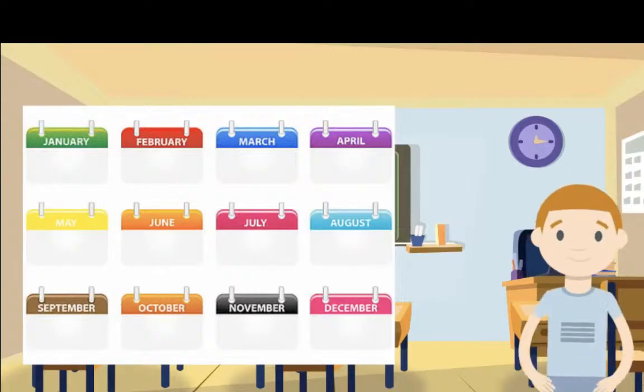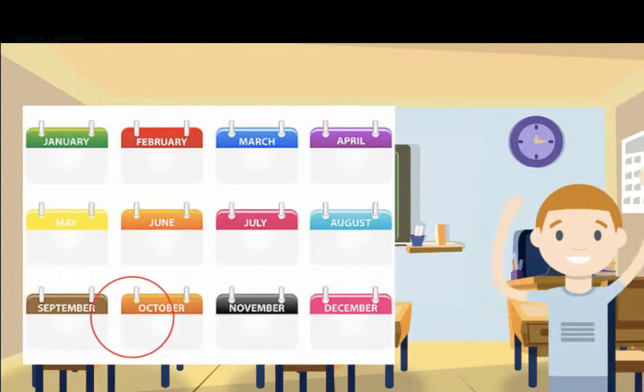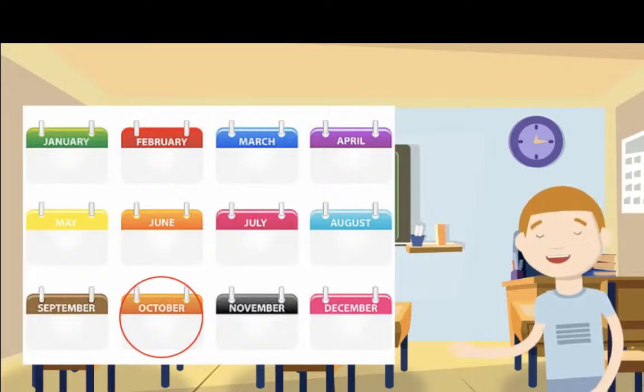We can use a calendar to solve problems. What month comes after September? Can you all tell me what month comes after September? It's October, right? Yeah, good job. Correct. October comes after September. October is shown after September.